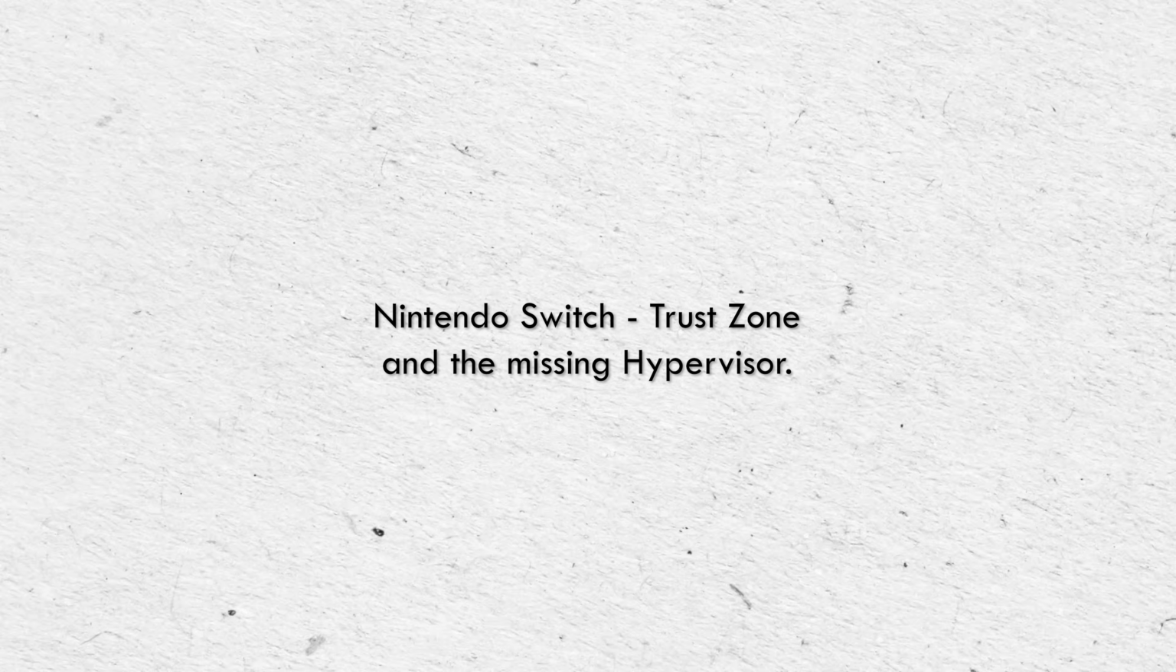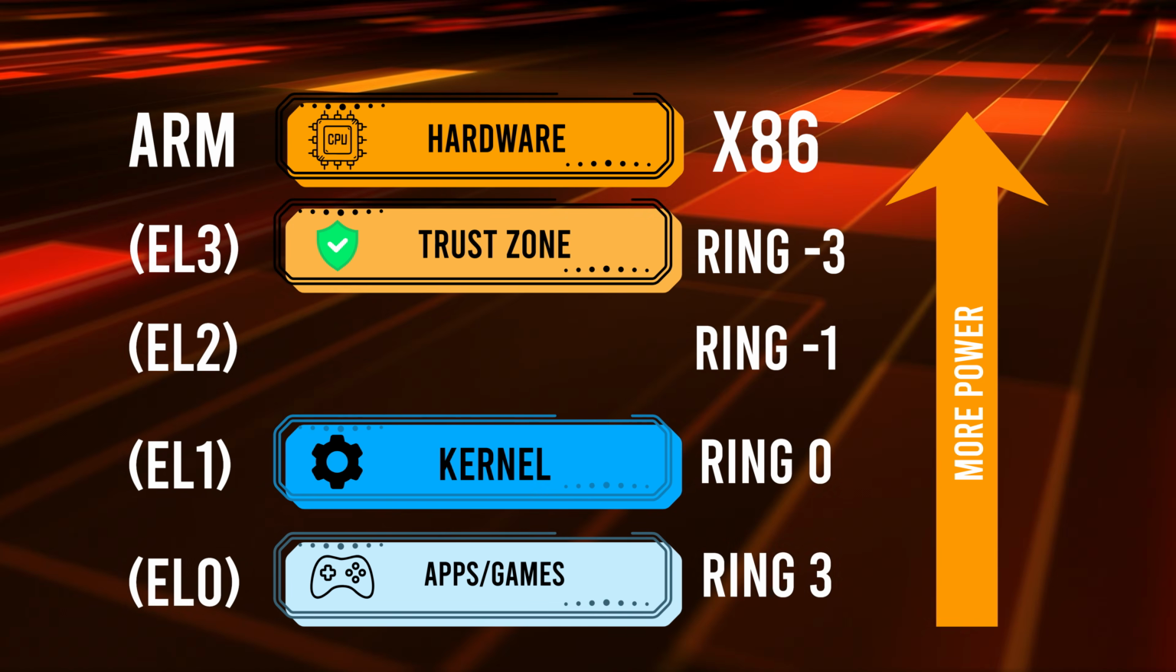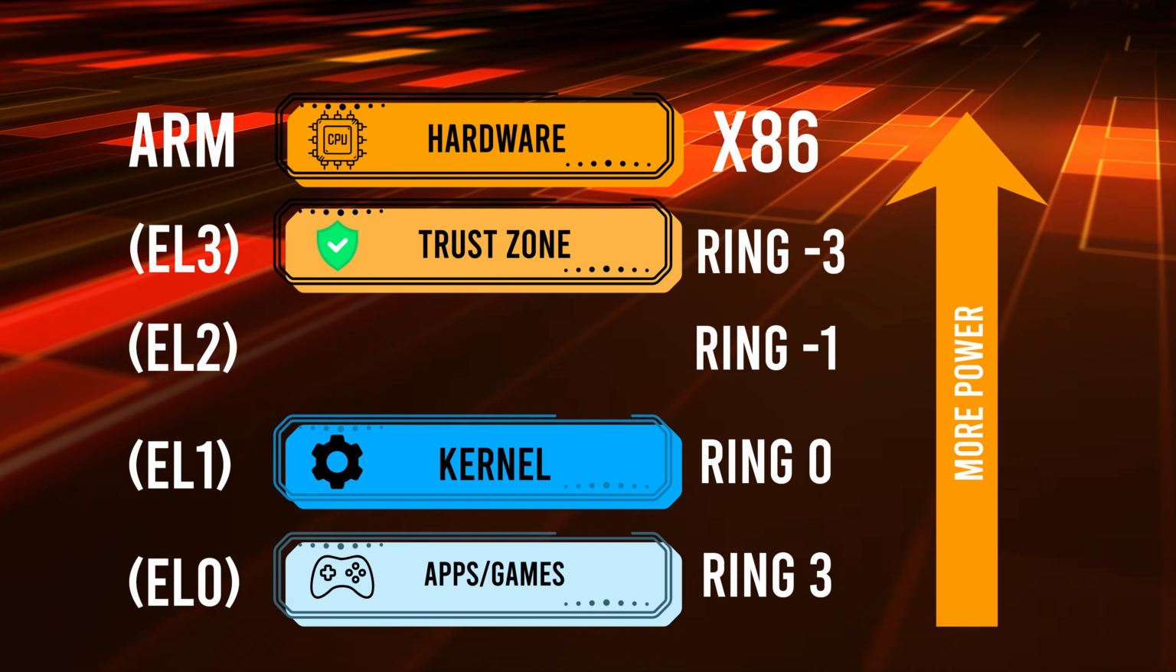Nintendo Switch, TrustZone and the missing hypervisor. Now, here's the twist. The Nintendo Switch, which uses an NVIDIA Tegra ARM chip, does have the capacity for a hypervisor, ARM's EL2 level, but Nintendo doesn't actually use it for the Switch's normal operation. On the Switch, the security model is a bit different.